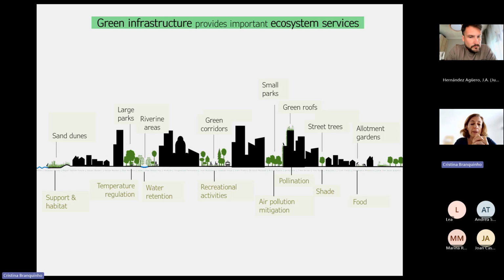And of course, we want to do that because we know that those bring a lot of ecosystem services that are important for us and normally for free. So we want them because they support species and habitats, because they regulate temperature and water retention, and, for example, because they also mitigate air pollution, they promote pollination, or they can give us shade, food, and last but not least, recreational activities where everyone feels better when around these green infrastructures. So green spaces based on nature-based solutions are really important in urban areas.